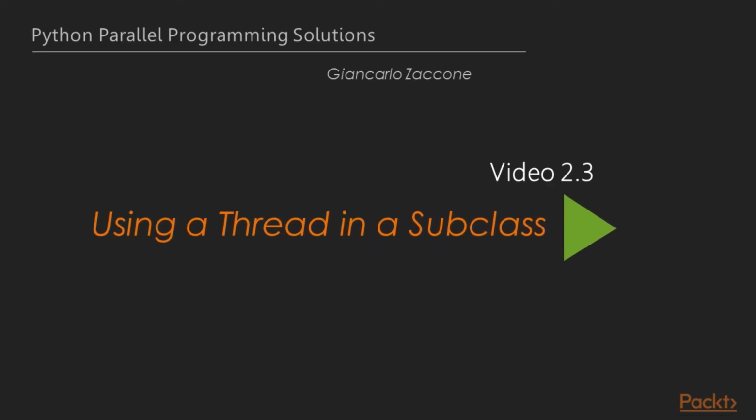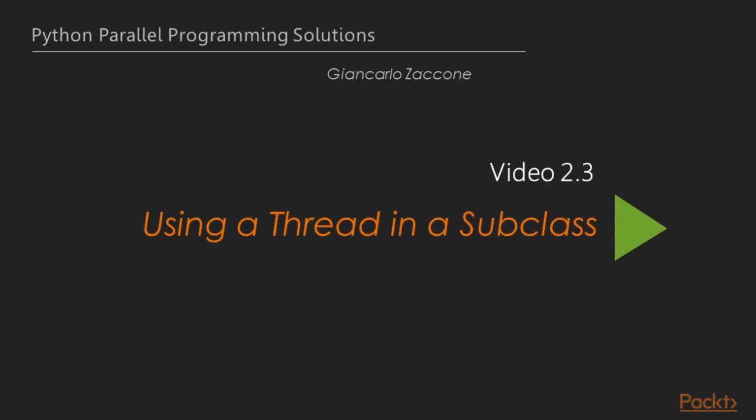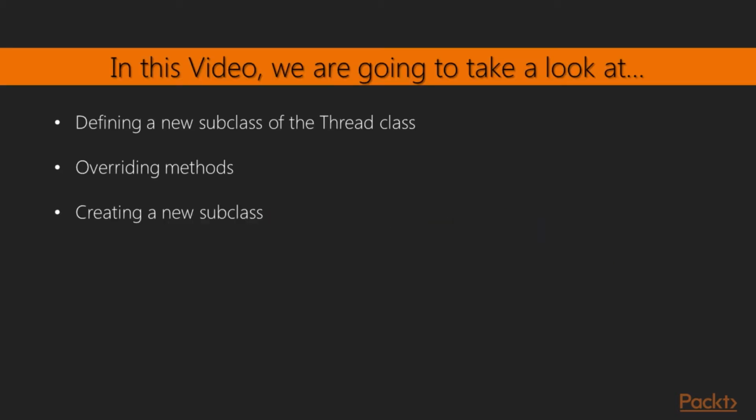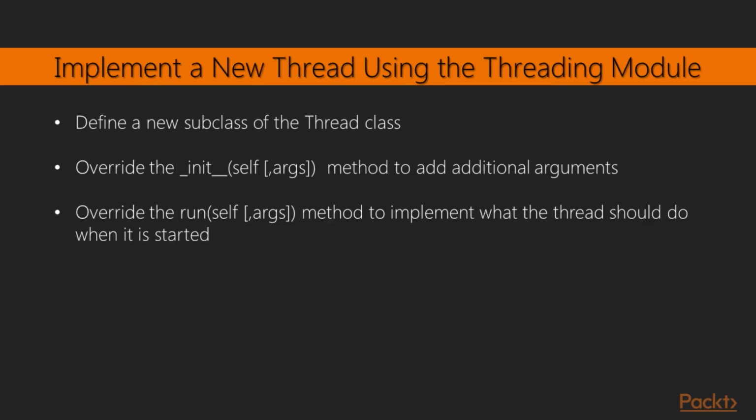In the previous video, we saw how to determine a thread. We now move on to the third video of this section, using a thread in a subclass. In this video, we'll define a new subclass. Then we'll override a method to add additional arguments. Further, we'll override a method to implement what the thread should do when it's started. After creating a new subclass, we'll create an instance of it and then start a new thread. So let's begin. We'll now see how to use a thread in a subclass.